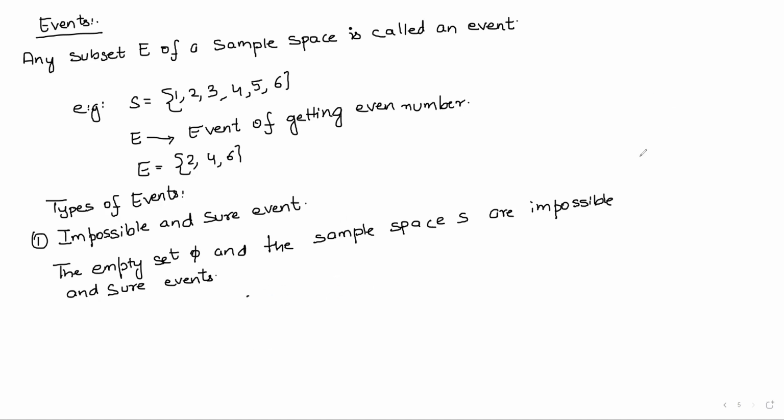Done. Okay, so these are the types of event. First is impossible and sure event. Second is simple event.